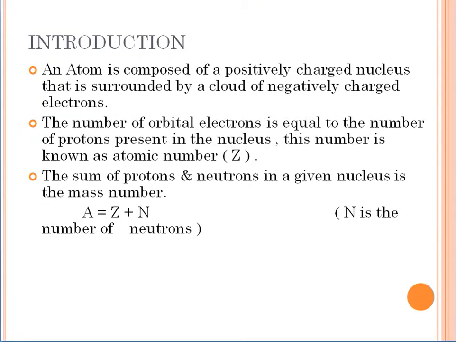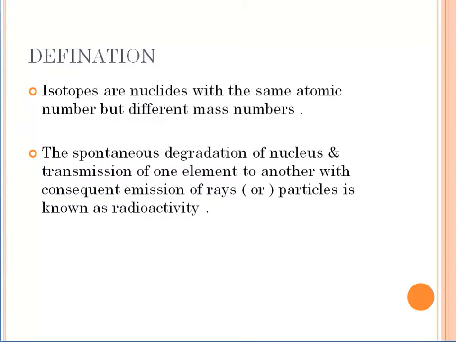The sum of protons and neutrons in a given nucleus is the mass number, A, where A equals Z plus N, and N denotes the number of neutrons. The definition: isotopes are nuclides with the same atomic number but different mass numbers.